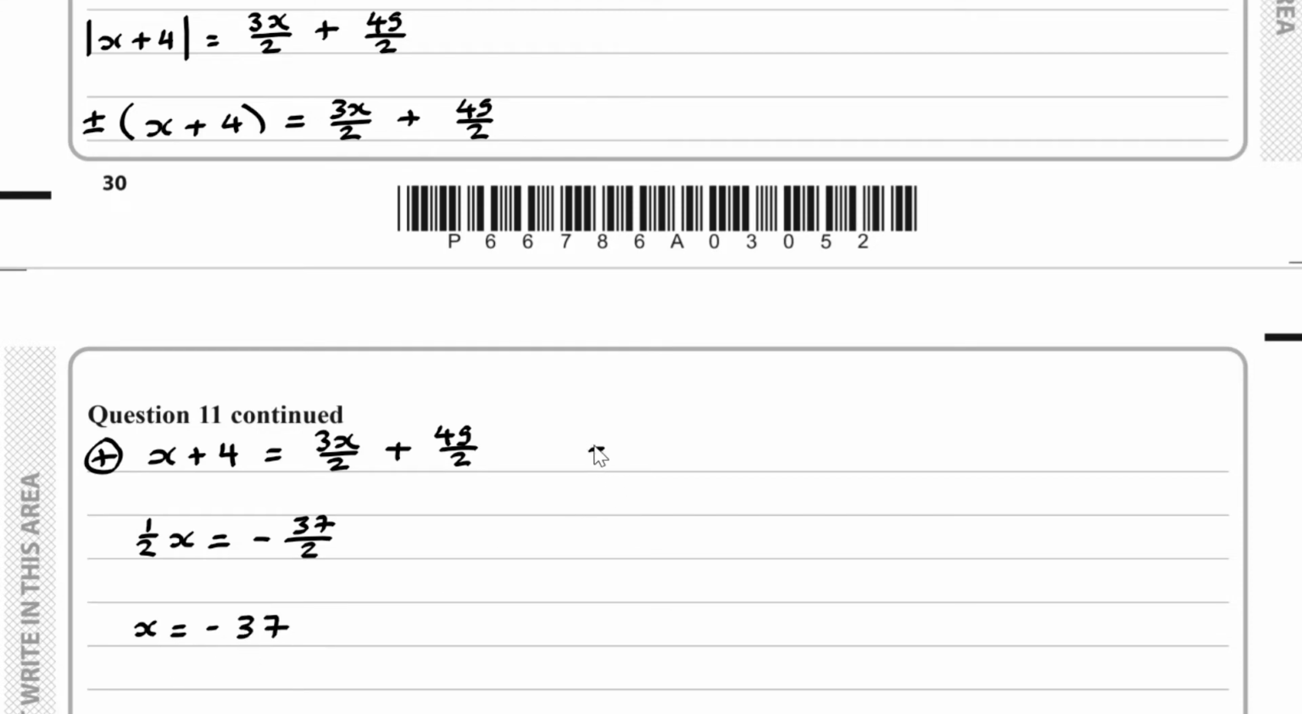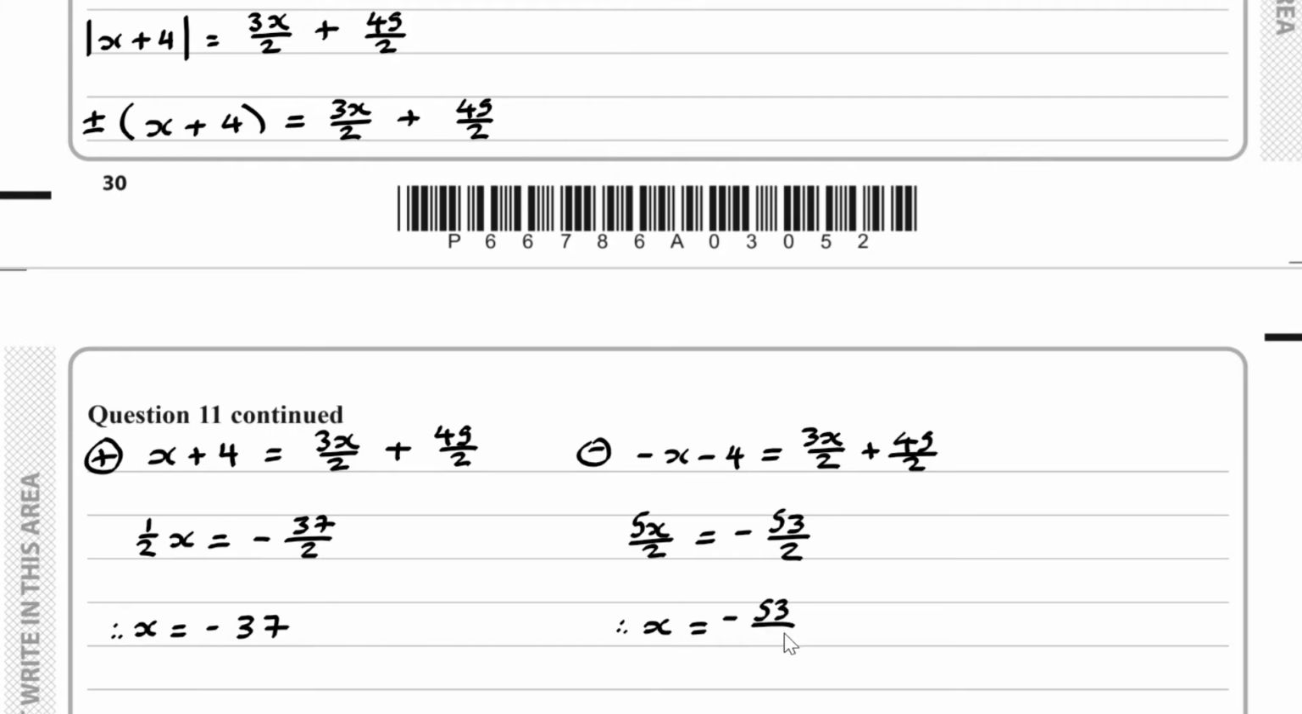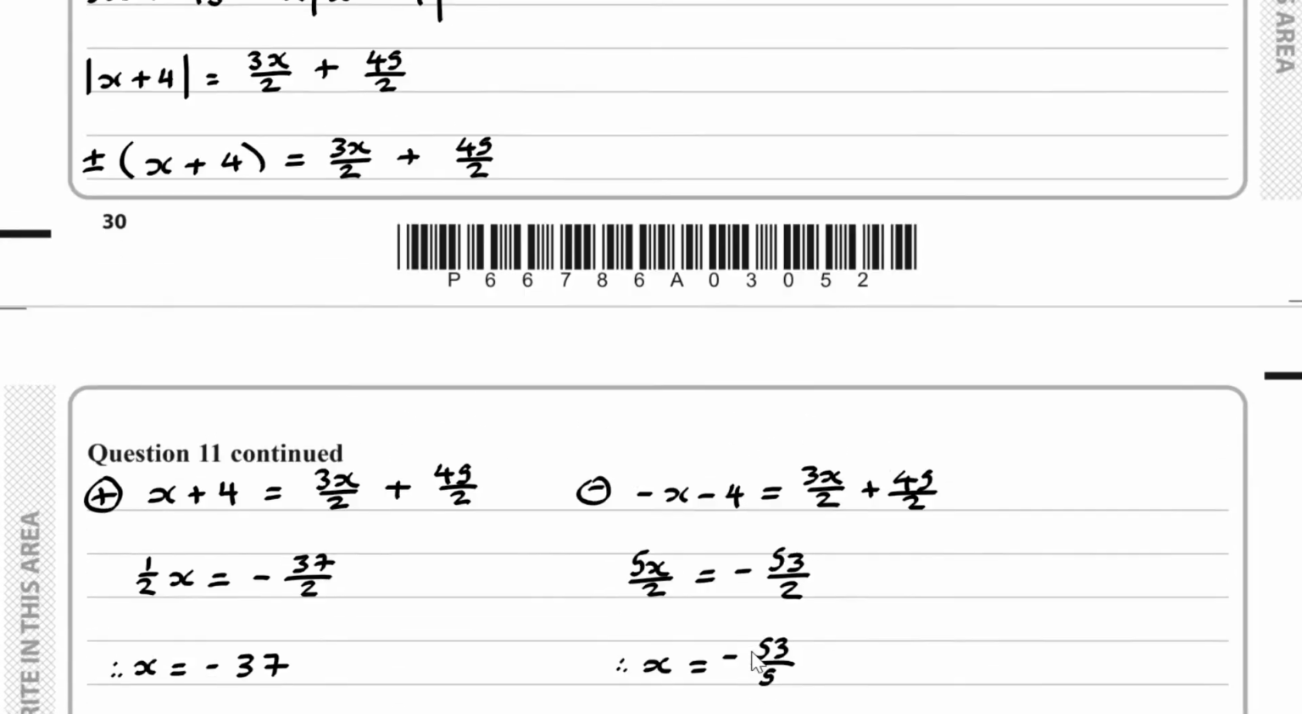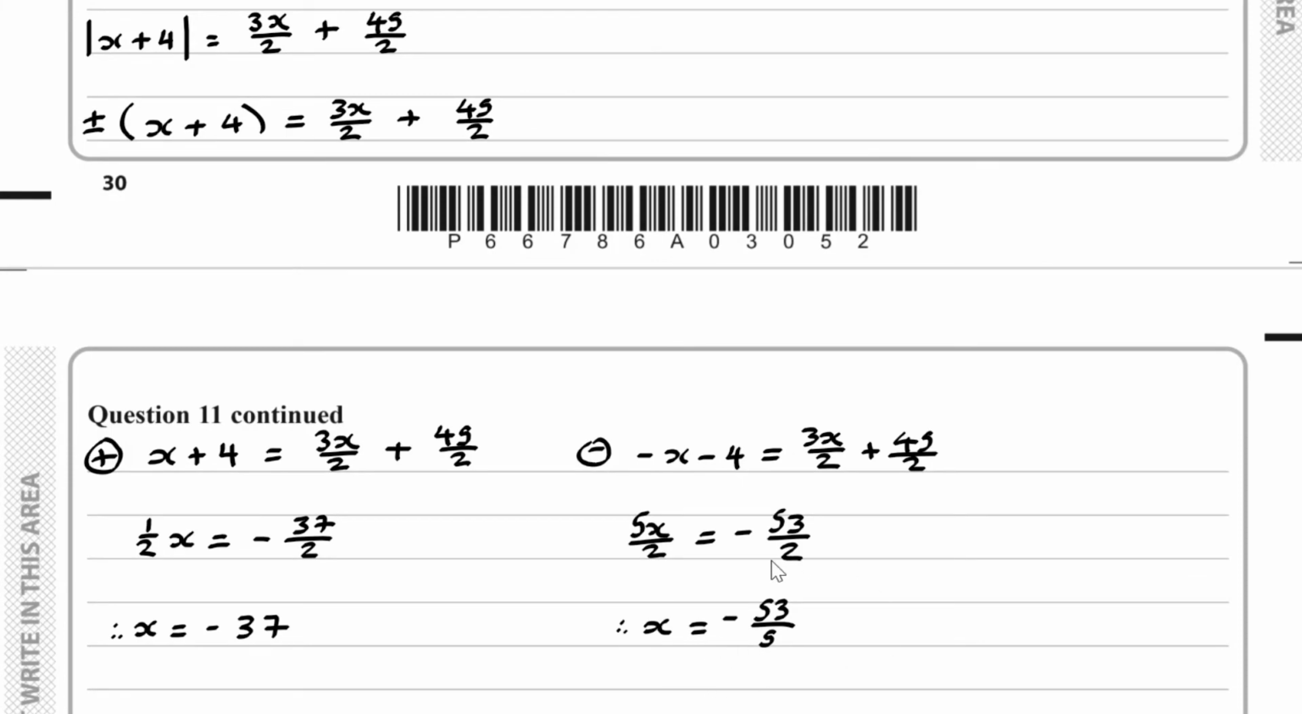And if we deal with the negative, we have minus x minus 4 equaling 3x over 2 plus 45 over 2. So we have here 5x over 2, which is equal to minus 53 over 2, and therefore x is equal to minus 53 over 5. And in terms of which solution we take, minus 53 over 5, that's minus 10.6.